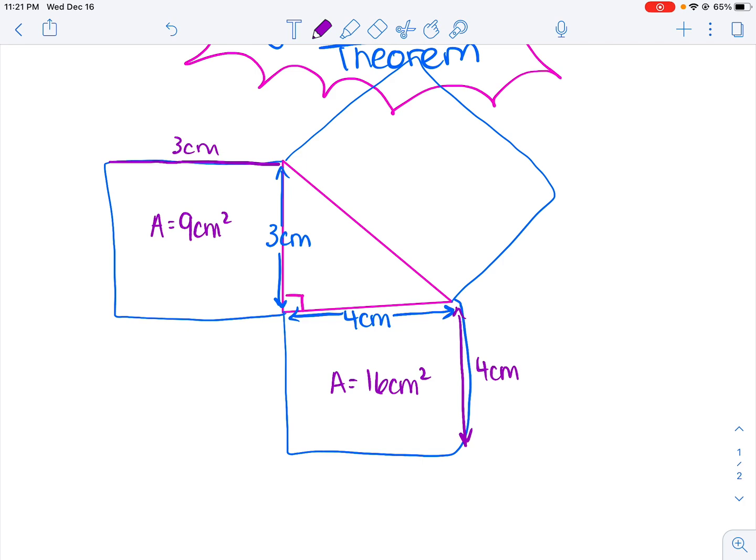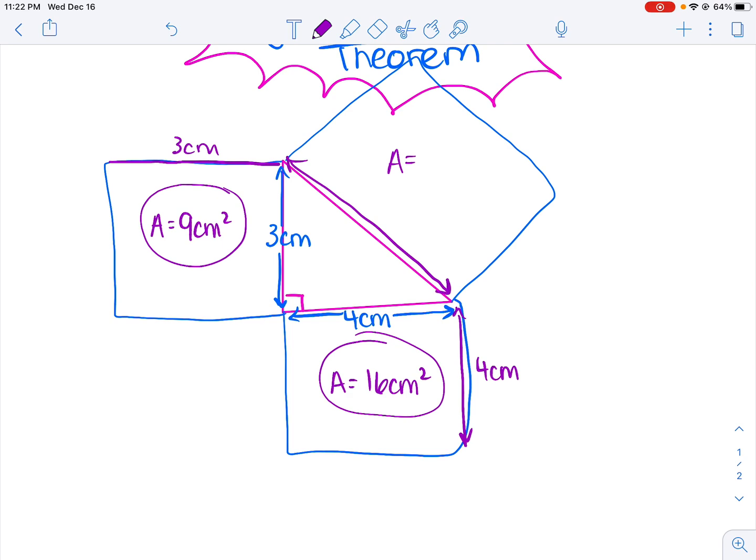So I guess they found out that if you add these two squares together, 9 plus 16, it will equal the area of this third side of the triangle square. So 9 plus 16 is 25 centimeters squared.